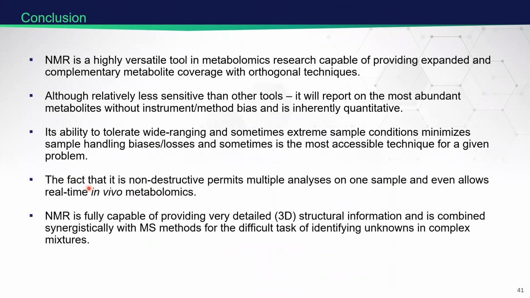In conclusion, I just want to reiterate that NMR is a highly versatile tool in metabolomics research. It's capable of providing expanded and complementary methods for metabolite coverage with other orthogonal techniques. Although it's relatively less sensitive than other tools, it will report on the most abundant metabolites without any instrument method bias and is inherently quantitative. Its ability to tolerate wide-ranging and sometimes extreme sample conditions minimizes sample handling losses or any biases that can be introduced by sample handling.